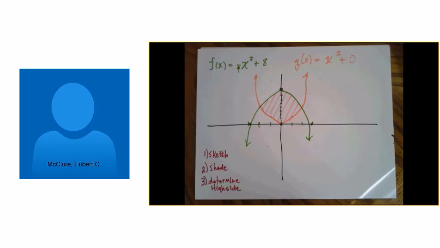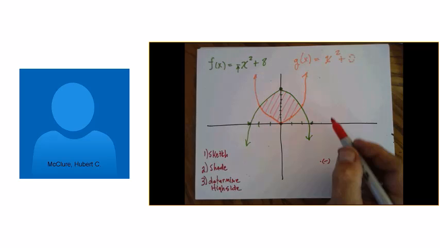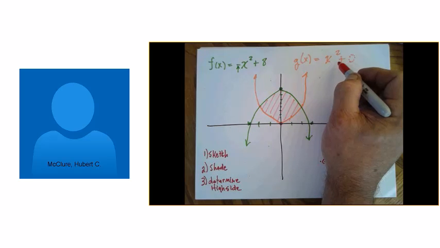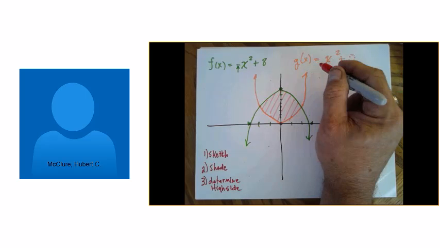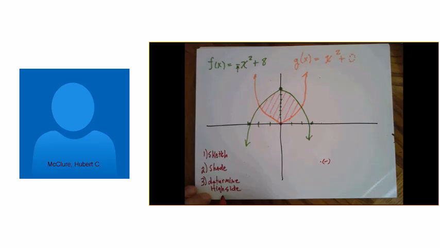If you plug in 4, what do you get with the green term? If you plug in 4, you're going to get negative 4. You plug in negative 4, it's going to be positive square. It's going to be 16, but a negative is going to be negative 8. So at 4, right out here, you're going to get a negative 8. What happens if you plug in 4 right here? You're going to get a positive 16. But these two points don't have anything to do with your region. And you need to put right here, high side of the region. Very important that you understand that.